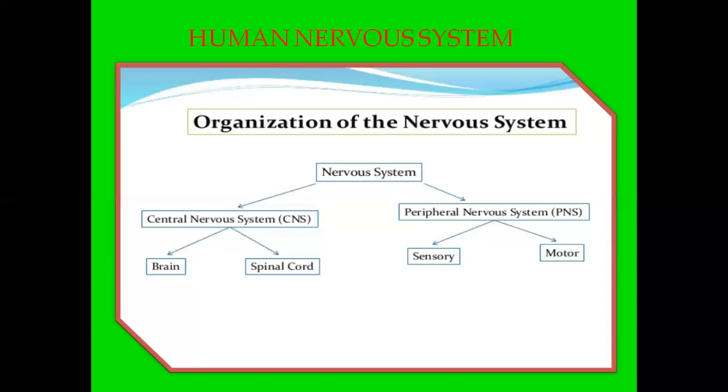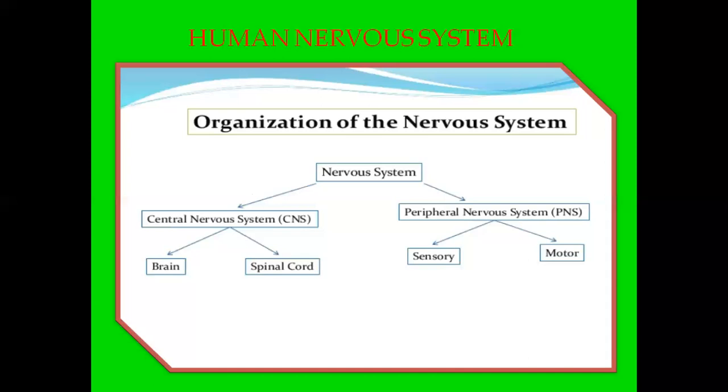Cranial nerves are those nerves which arise from the brain, and there are 12 pairs of cranial nerves arising from the brain. Is it clear? Now what about the spinal nerves? Spinal nerves arise from the spinal cord, and there are 31 pairs of spinal nerves arising from the spinal cord. These are the cranial and spinal nerves.